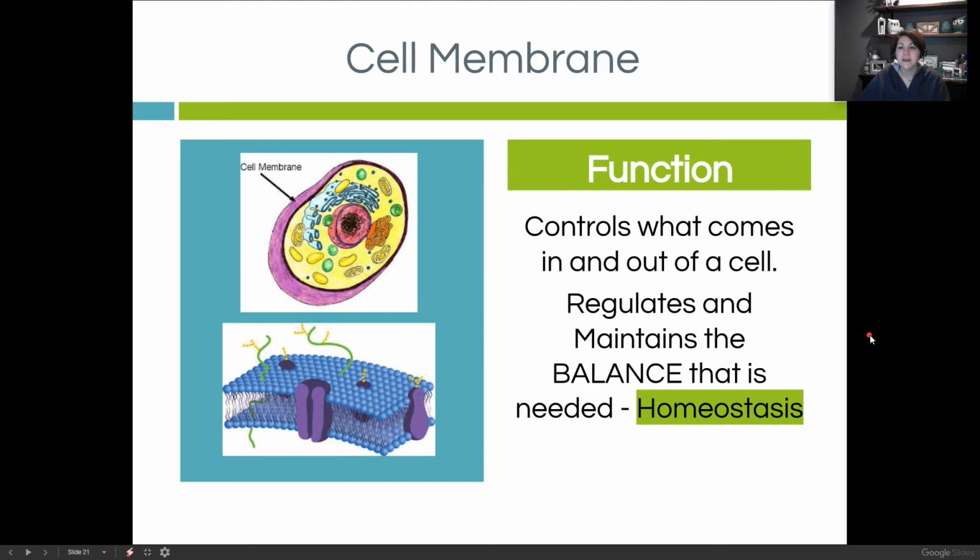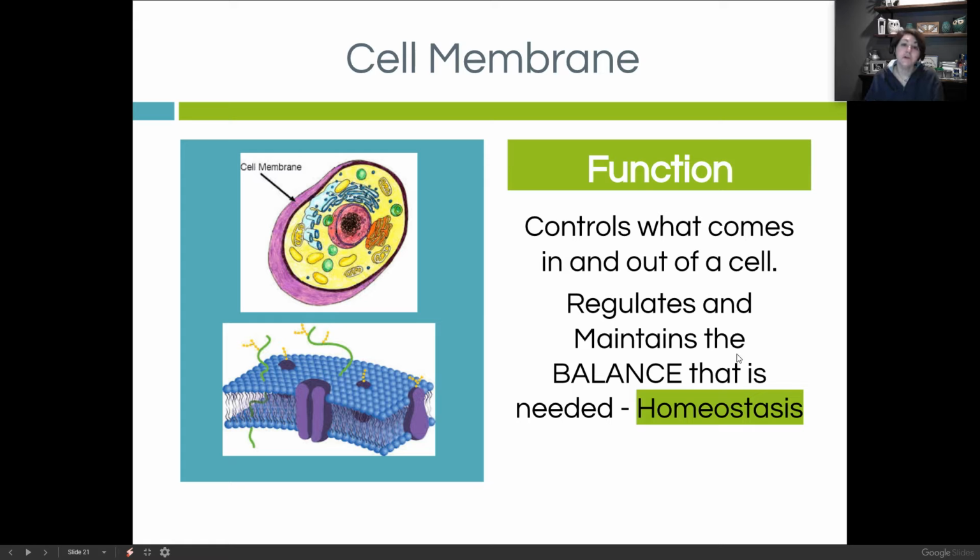So the cell membrane is the outer covering of cells. All cells have a cell membrane. Doesn't matter if you're a plant cell, a fungus cell, a bacteria, if you're one cell or you're made of hundreds of cells, your cells have a cell membrane. And the function of the cell membrane is to control what comes in and out of a cell. So it basically maintains what we call homeostasis, which is the balance needed to stay alive.